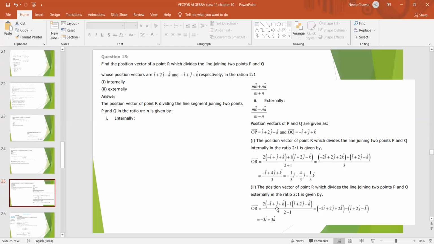Similarly, we'll do it for externally, only this plus sign will become a minus sign. And solving, I'm getting here minus 3i plus 3k. So that's all for today. And we'll be doing the next operation of these vectors in the next topic. That is the product of two vectors.